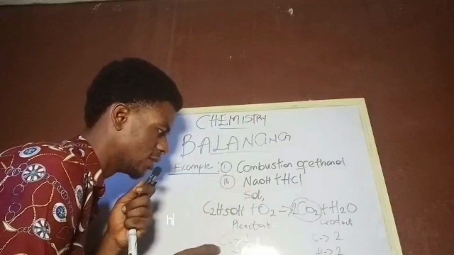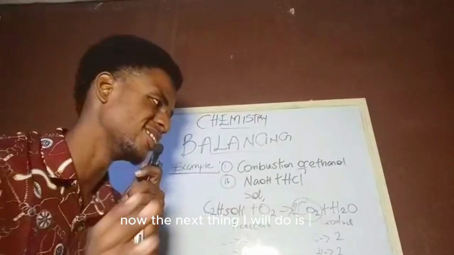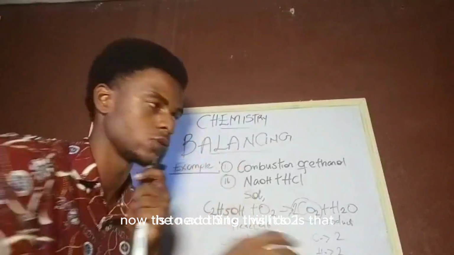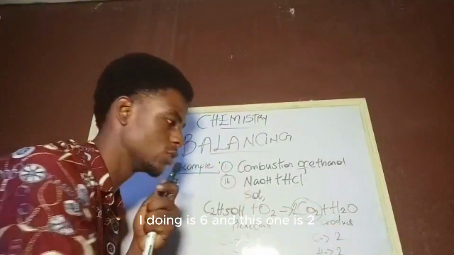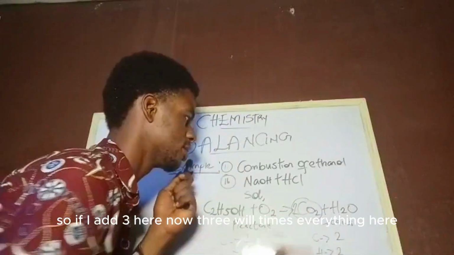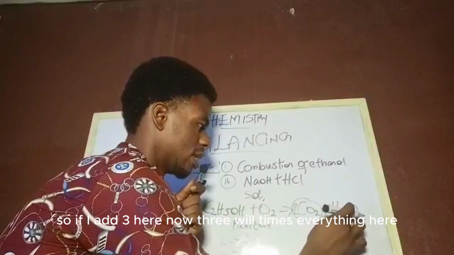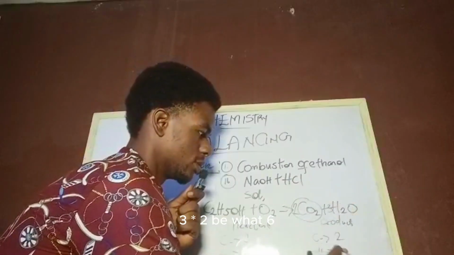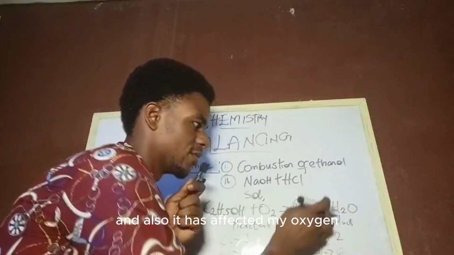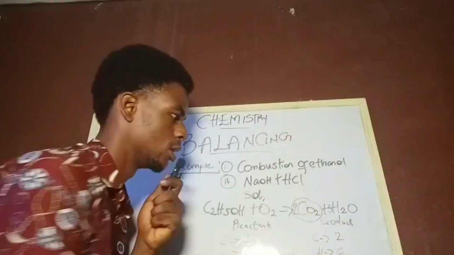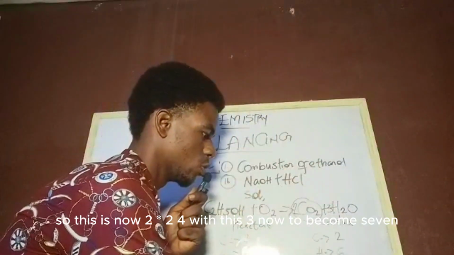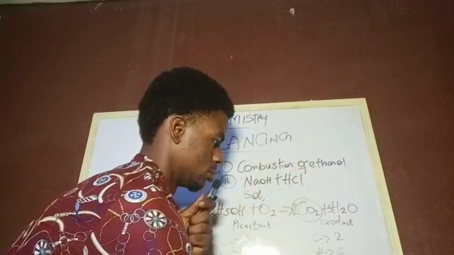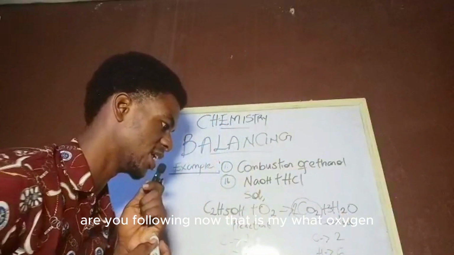We have hydrogen. Hydrogen is what? 6. Now, next thing I will do is to add 3 to this H2O. Because if you look now very well, hydrogen is 6 and this one is 2. So if I add 3 here now, 3 will multiply everything here. 3 times 2 be what? 6. And also it has affected my oxygen. So this is now 2 times 2, 4, with this 3 now to become 7. Are you following now?